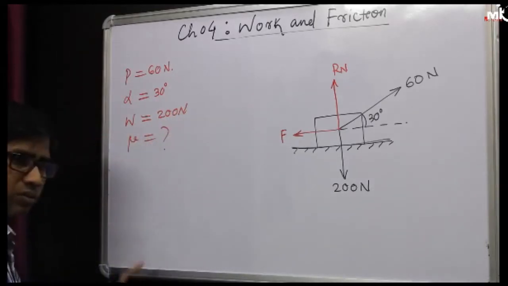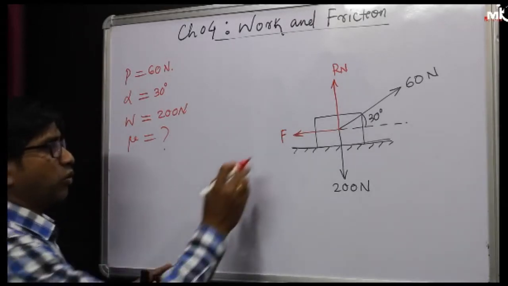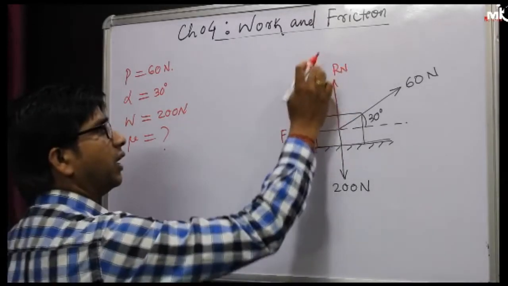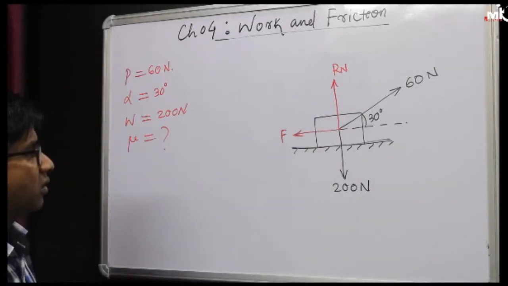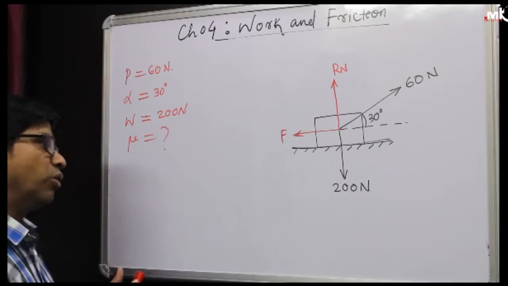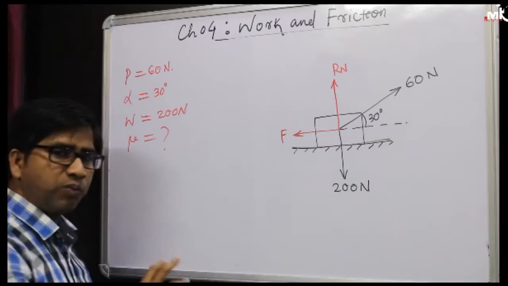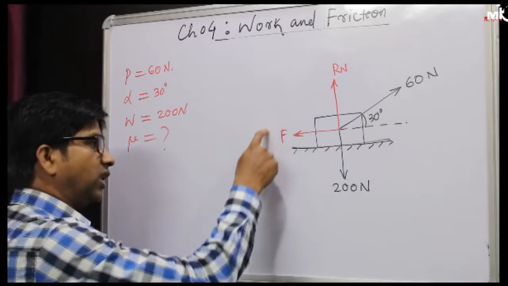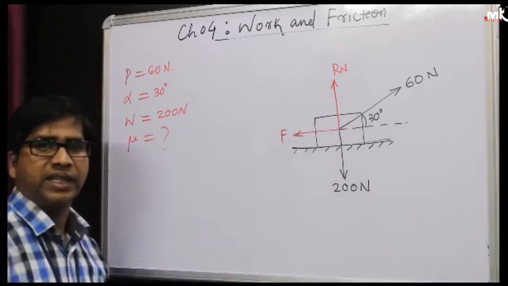Coefficient of friction, we already said, is force of friction divided by normal action. Force of friction means F, divided by normal action Rn. So always remember, whenever we solve numerical problems, we always take the total forces acting along the direction of frictional force and along the direction of normal reaction.